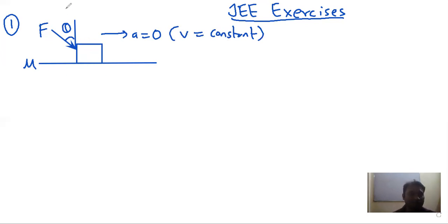So let us take the components of this force. In this case, we have two components. One is this component and one is this component. Let us think about the angle theta. This will be angle theta here. So this component will be F cos theta and the horizontal component will be F sin theta. Let us say the mass of the block is M. In this case, the friction force will be in the backward direction.